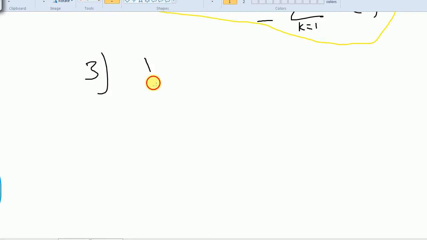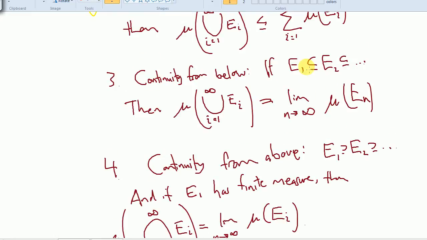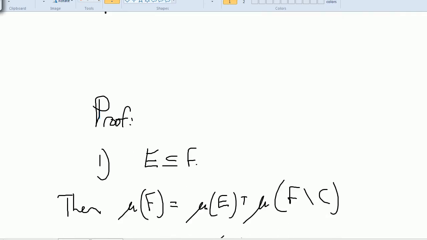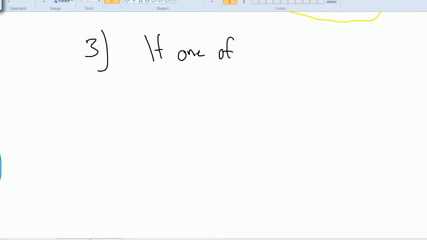Okay, let me just remind you what we're trying to prove here. We're trying to prove that if we have E sub 1 contained in E sub 2, contained in E sub 3, and so on, then the measure of their union is the limit of their measures. So their union can be thought of as the limit of all of these sets, right? As we get bigger and bigger, we're getting closer and closer to some set that is the union of all of them. And we show that the limit of the measures is the measure of the limit, if you will.